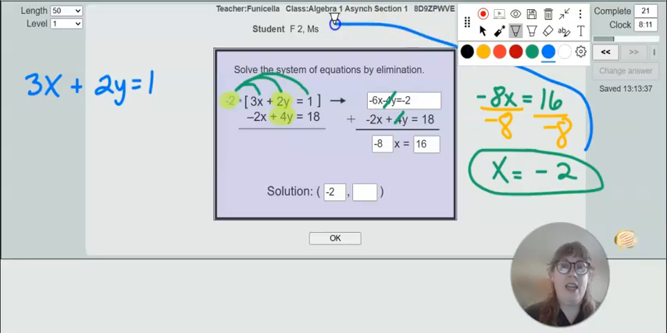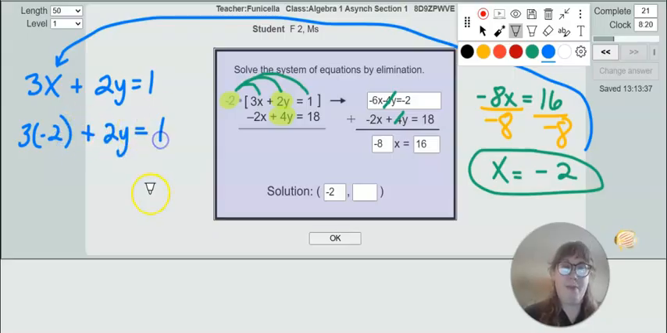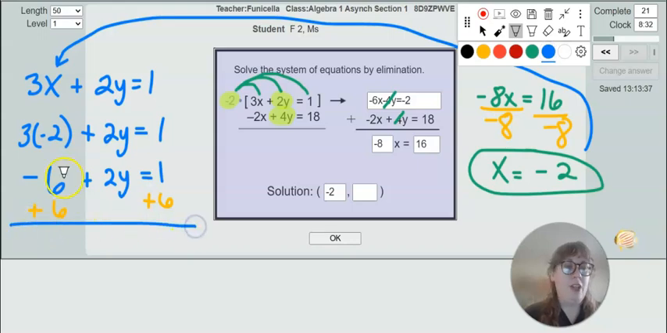So I'm taking that negative 2 and plugging it in for x. So we have 3 times negative 2 plus 2y equals 1. 3 times negative 2 is a negative 6 plus 2y equals 1. I'm going to move this negative 6 to the other side by using that opposite operation. And then we get 2y equals 7.